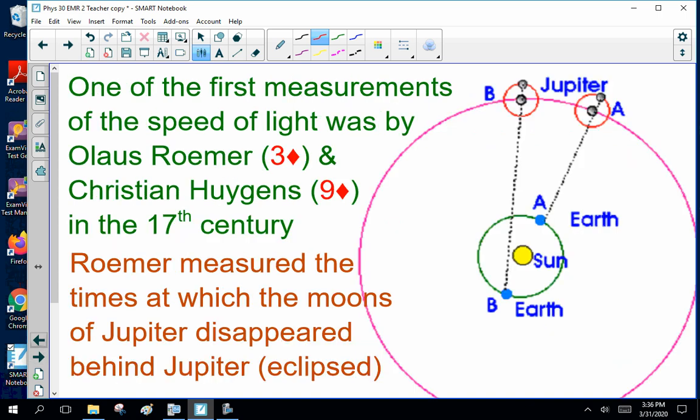So we go back to the drawing here. When Earth is close, this eclipse of the moon going behind Jupiter happened at one time. 6 months later, the moon traveling behind Jupiter would go like that, and there was a time difference of 22 minutes. What's the difference here? Well, it's the distance, let's do it this way, the orbit of the Earth.